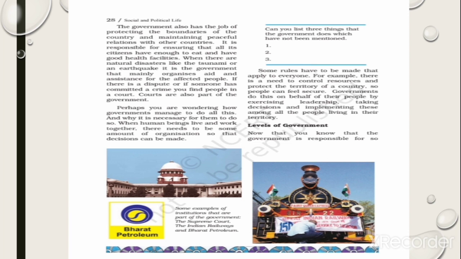Whenever natural disasters like a tsunami or earthquake occur, it is the government's job to organize relief for the state and for the food items in the affected area or for the affected people. Sometimes, if there are disputes between people, or if someone has committed a crime, then you will find that particular person will be in a court. So, here you will note that courts are also part of the government.